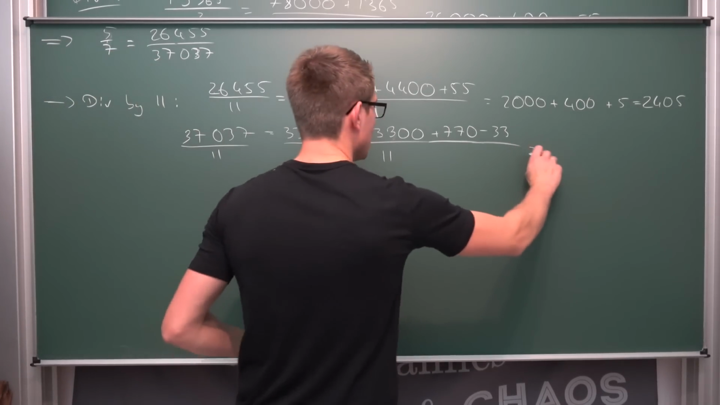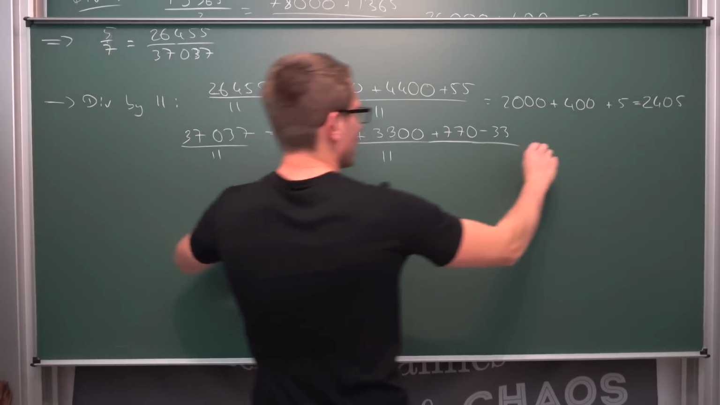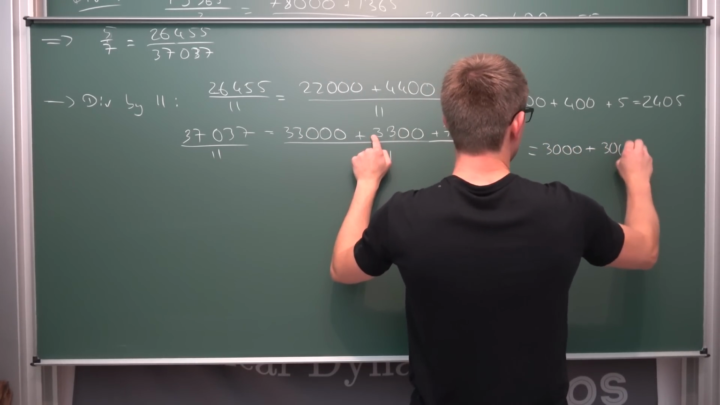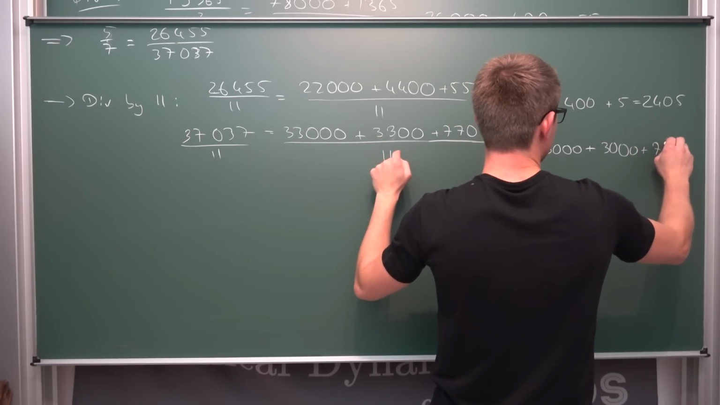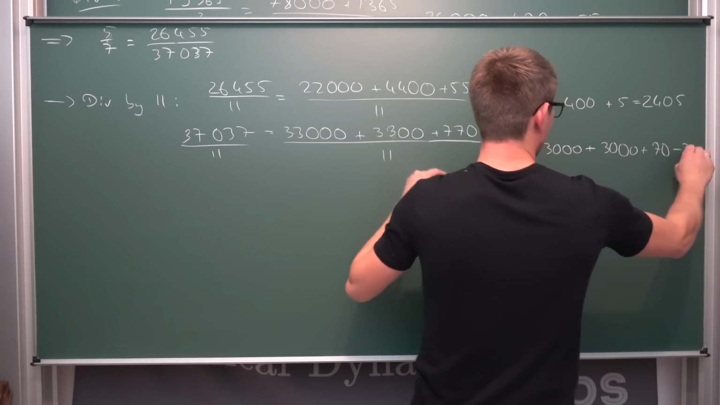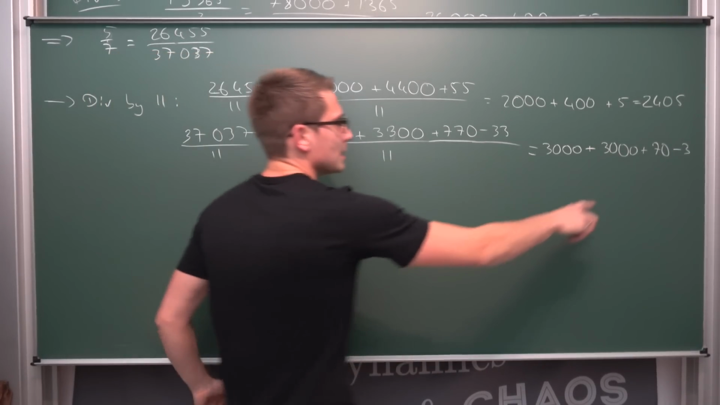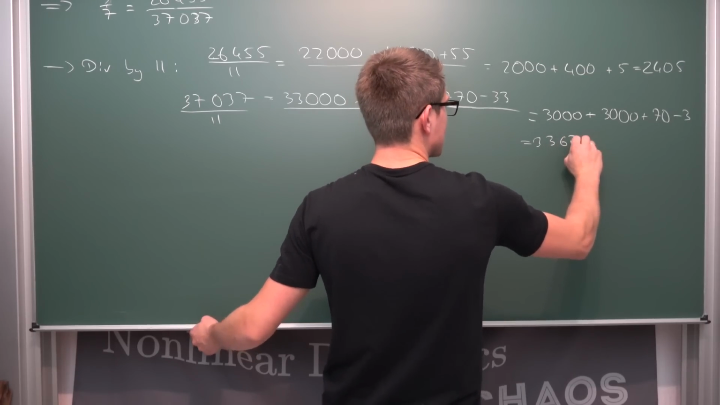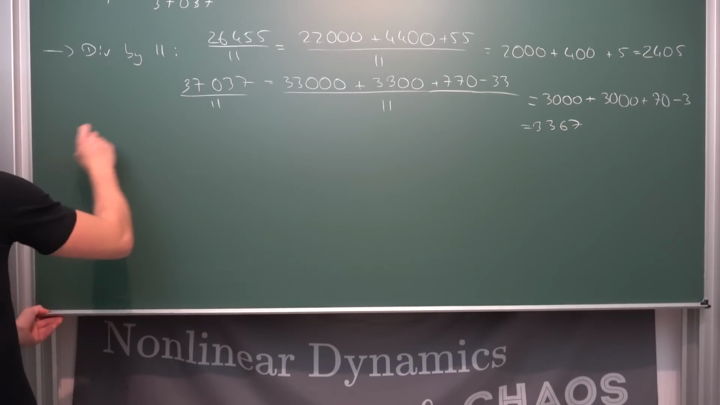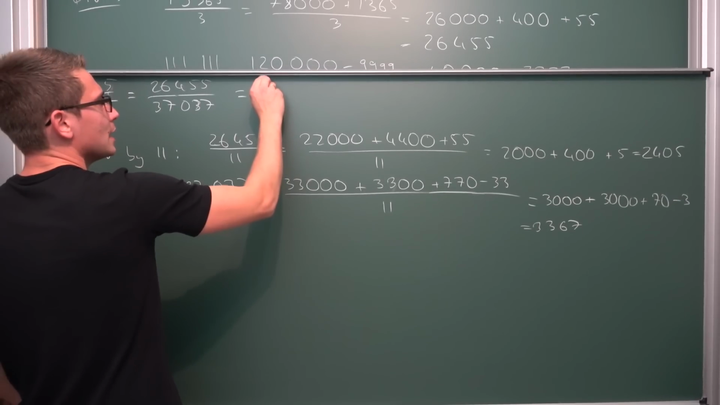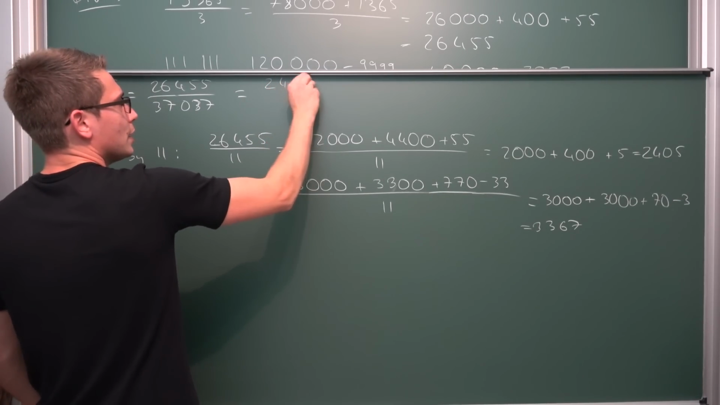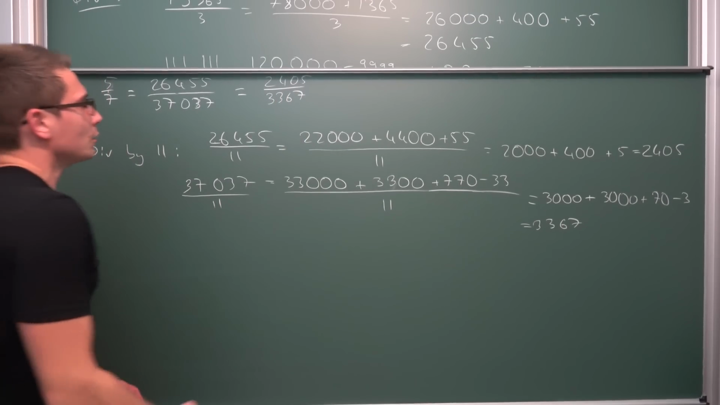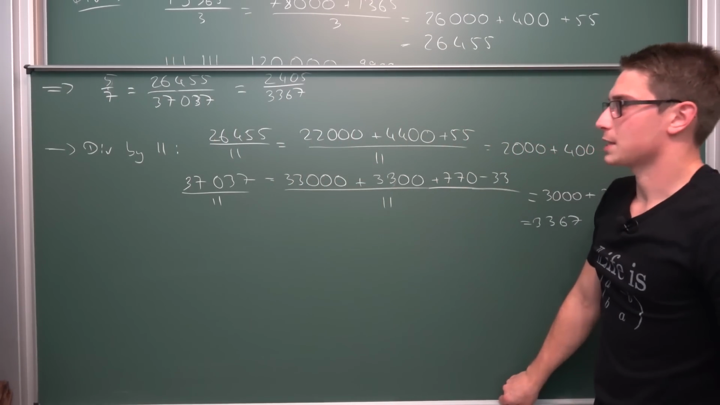Okay, so what we are going to get is, this is 3,000 plus, and then we get 300 plus 70 minus 3. So this makes 67, so 3,367. Okay, meaning 5 over 7 is the same as 2,405 divided by 3,367. Okay, now next up.